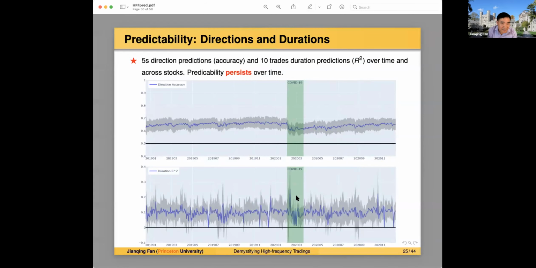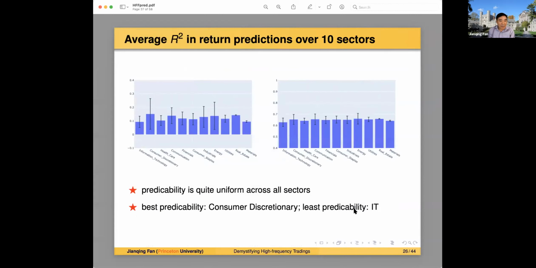And then this is similar, just summarizing the sign accuracy across different stocks over different days. So this is the duration prediction. Okay, and now you may be curious, are there any sectors that are easier to predict? From our exercise here, it looks like predictability is approximately constant across different sectors.